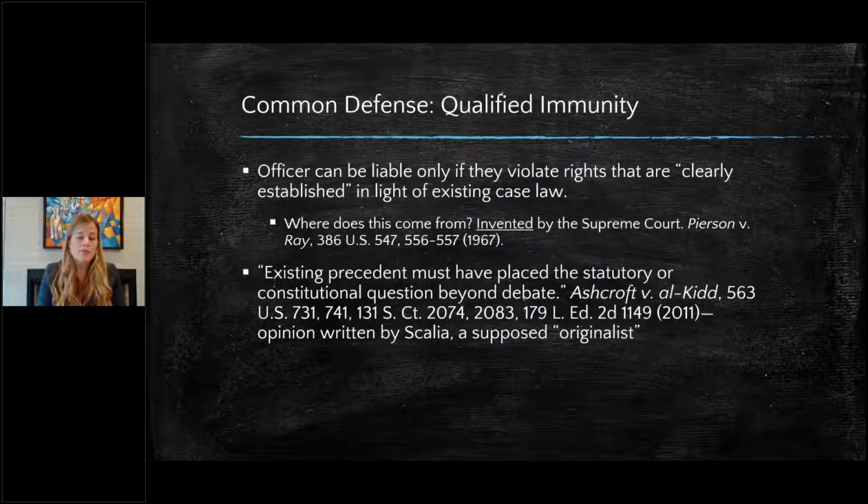The next most common defense is qualified immunity. So this means that an officer can be liable only if they violate rights that are clearly established in light of existing case law. This is a huge bar to 1983 litigation. And so I was surprised to find, where does this come from? It was invented by the Supreme Court in 1967 in Pearson v. Ray.